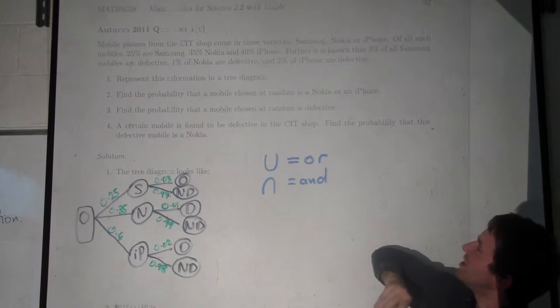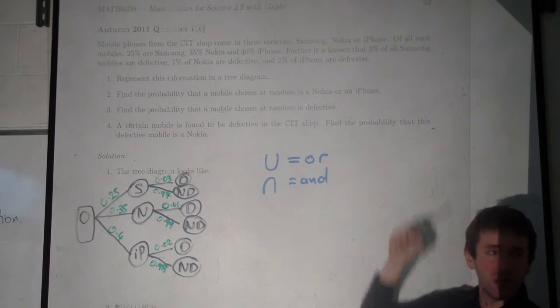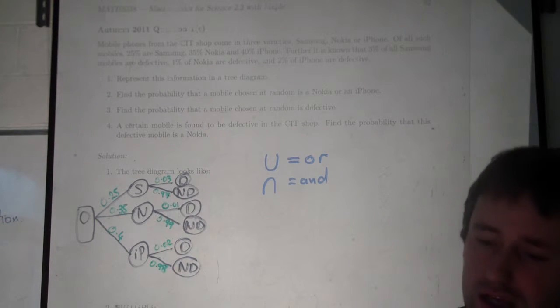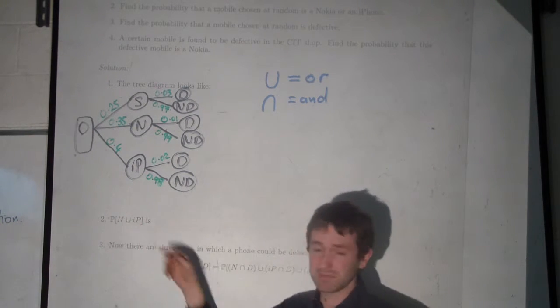Probability that a mobile chosen at random is a Nokia or an iPhone. Is it probability of a Nokia or an iPhone? Unless you're getting something out in Thailand, can a phone be Nokia and iPhone at the same time? No. Most of the time you're just going to blindly say or means add. But maybe in class we'll just say they can't happen at the same time, so or means add. So this is probability of a Nokia plus the probability of an iPhone.